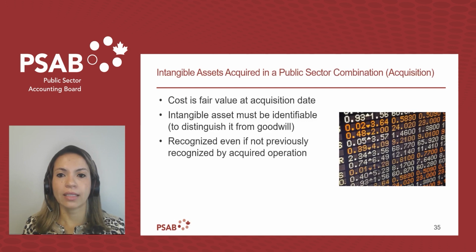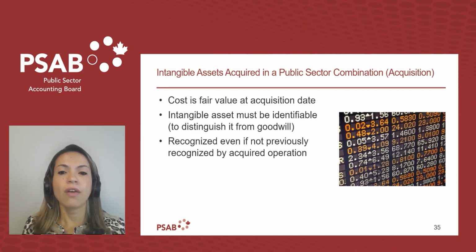Public sector entities may acquire intangible assets through public sector combinations or acquisitions. The accounting for public sector combinations is set out in IPSAS 40 Public Sector Combinations. When an intangible asset is acquired through a public sector combination, the cost of the intangible asset is the fair value at the acquisition date.